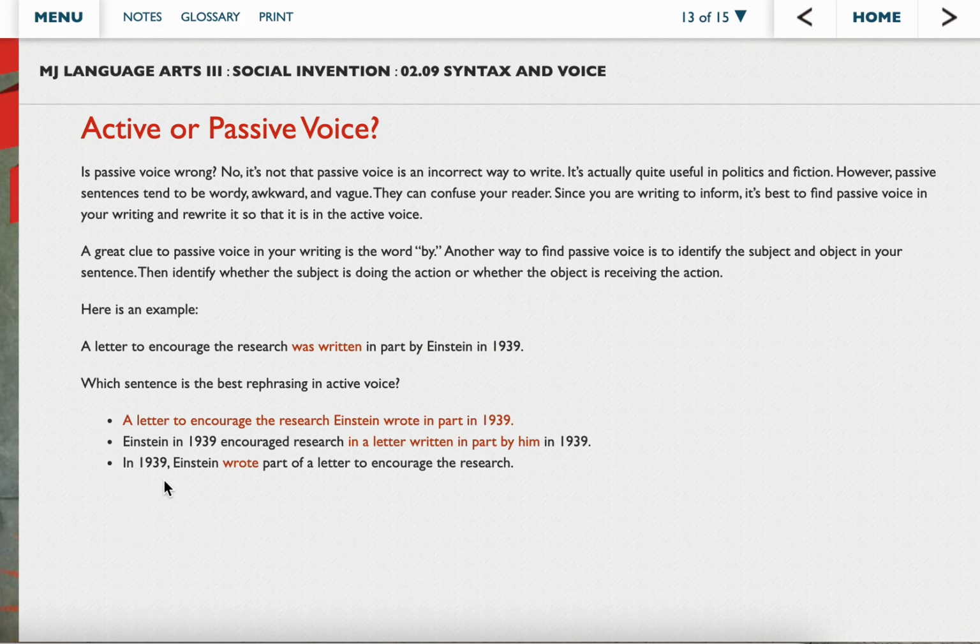In 1939, Einstein wrote a part of a letter to encourage the research. There is no to be verb here, which means it's active, clear, and easy to read.